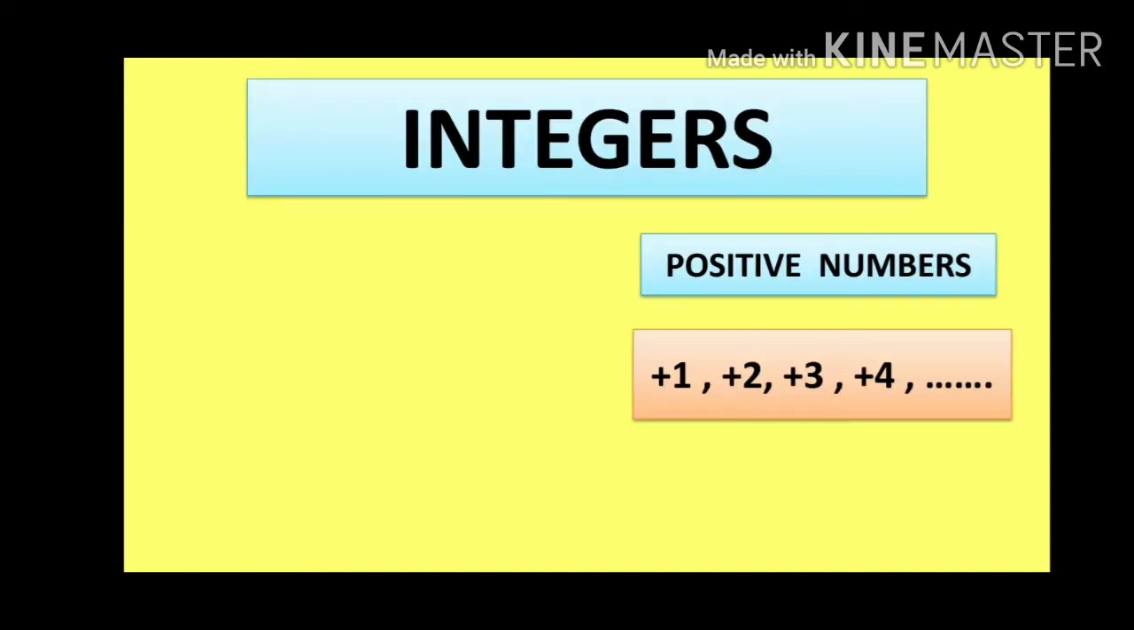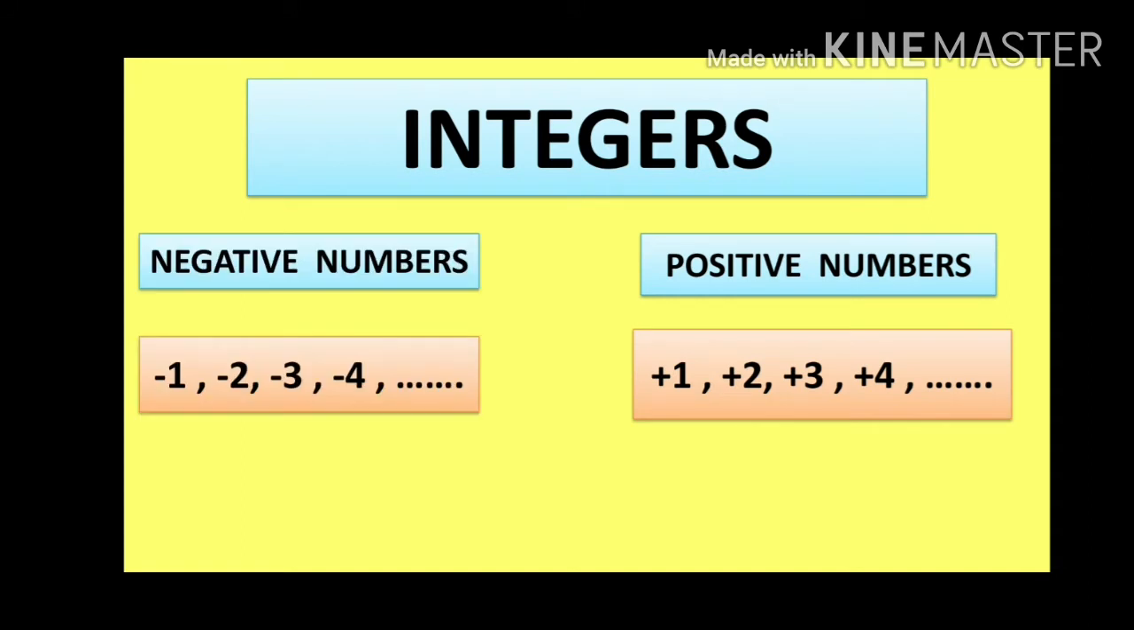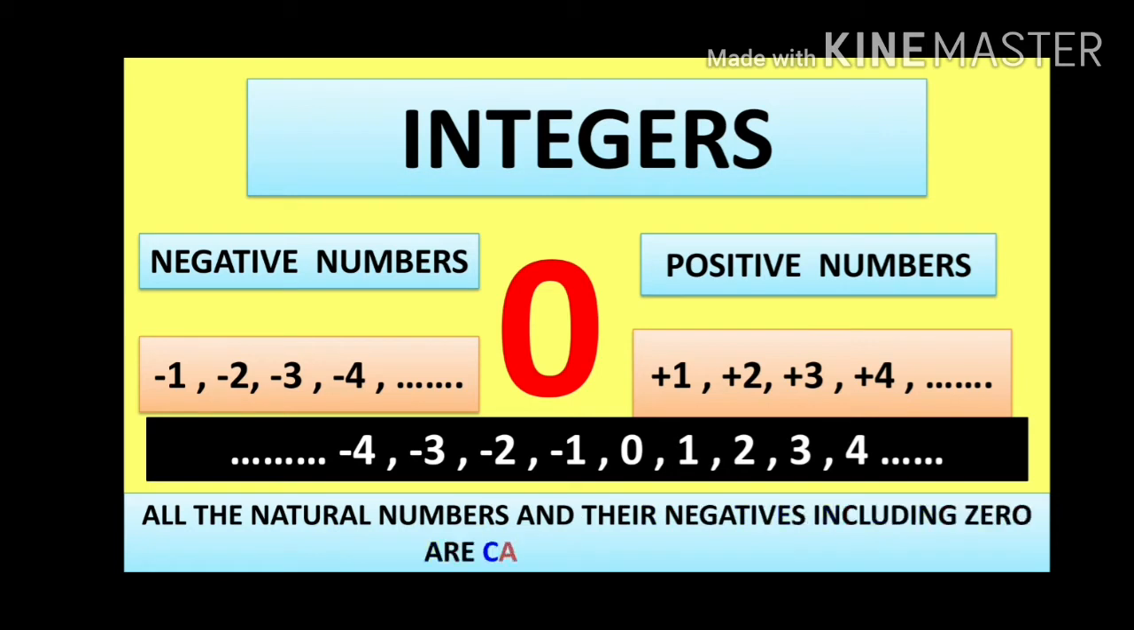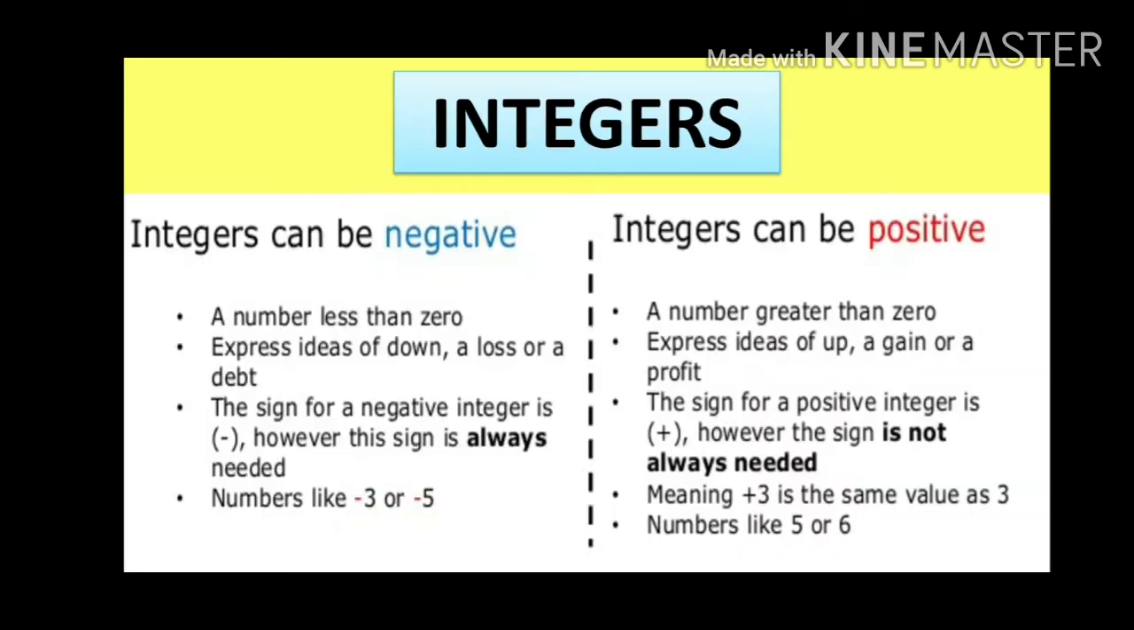Integers: all the positive numbers and negative numbers including 0. So the set of all the positives and their negatives including 0 are called integers. We can say all the natural numbers and their negatives including 0 are called integers. So we have learned this one.